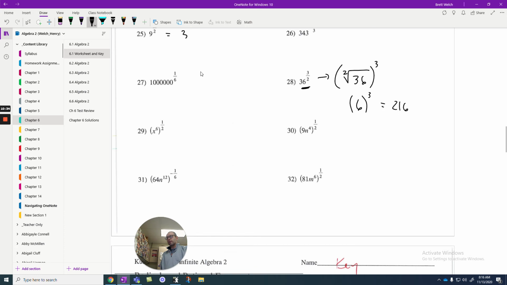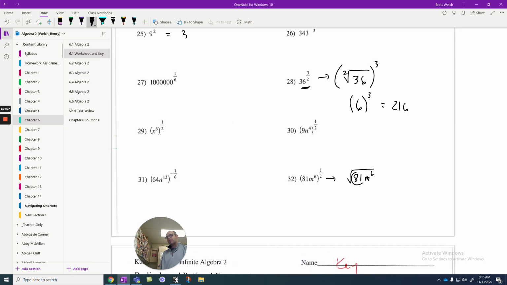Let's look at one more example. Let's look at question number 32 here. Okay, this is really a fundamental idea. There's two different ways we're going to talk about it. Let's start with the first one, which is just to make it a square root. A 1/2 exponent is a square root of 81 m to the 6th.